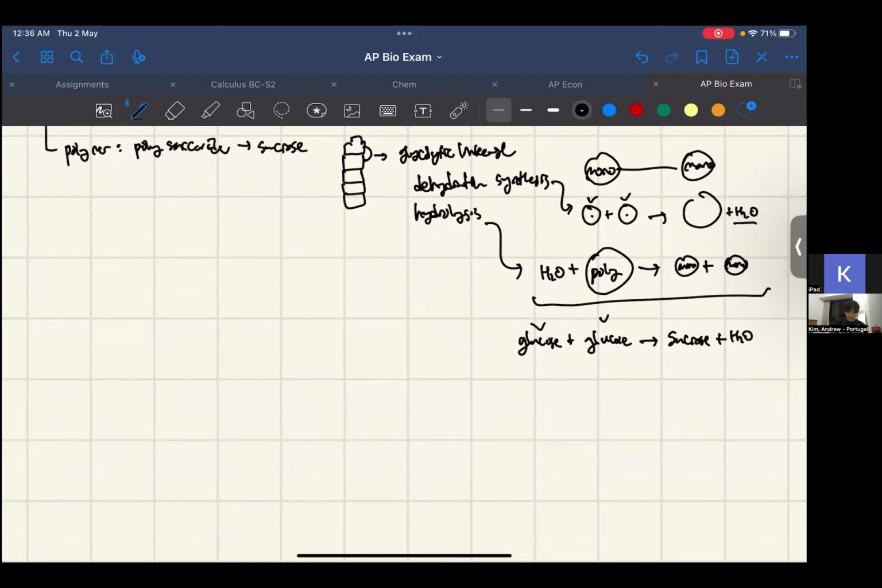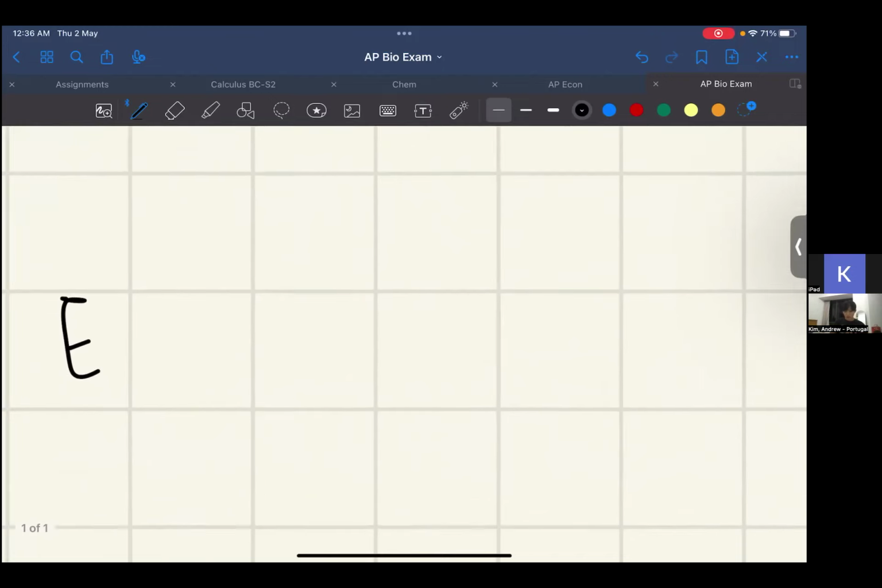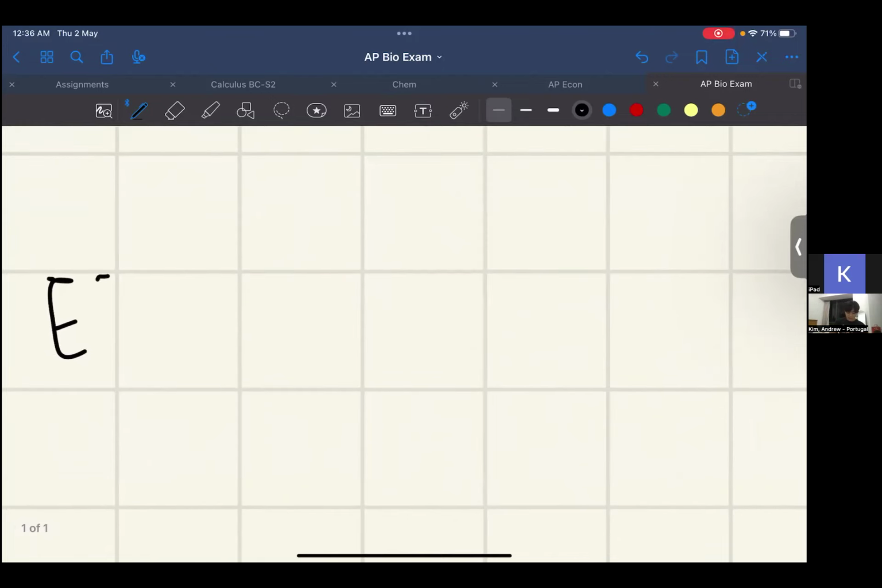And now let's look at some examples of carbohydrates. One is, again, glucose. As I said, it's a monomer.